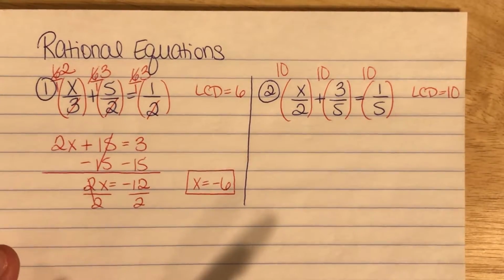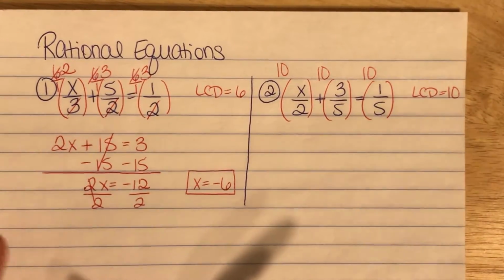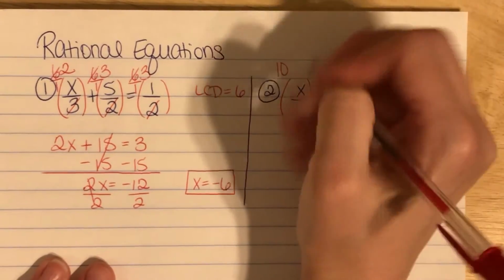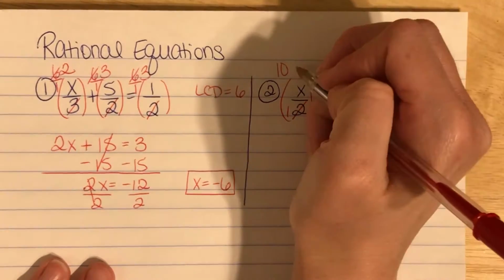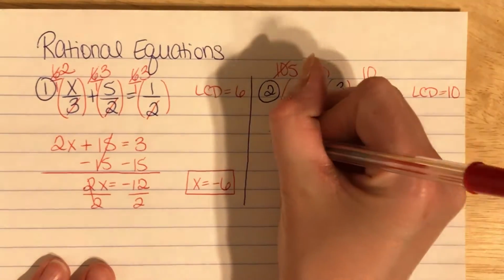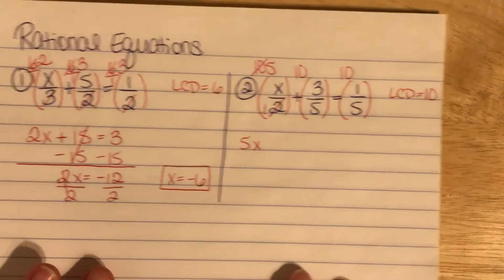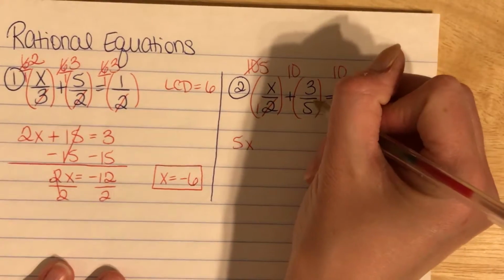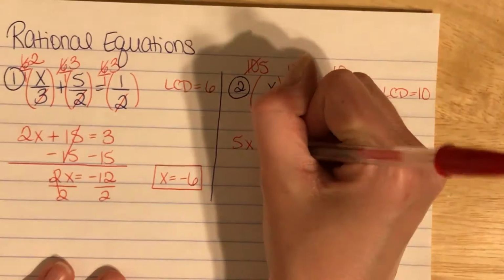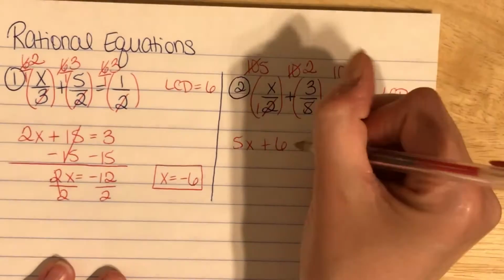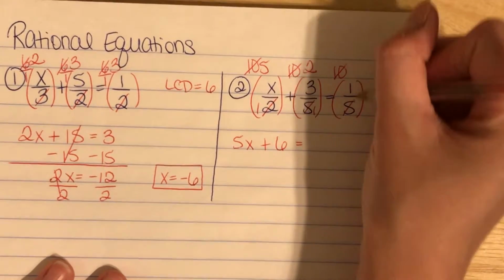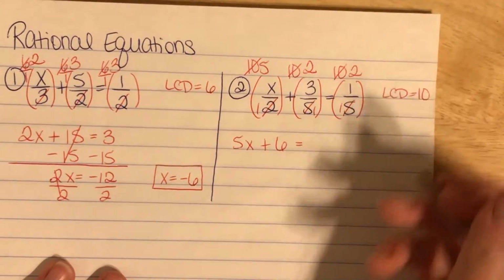Think of it again as 10 over 1. I'm not going to write the 10 over 1 anymore. So cross cancel, divide by 2, divide by 2. I'm left with 5. So 5 times x is 5x. Next term. Divide by 5, divide by 5, I'm left with 2. 2 times 3 is 6. And then again, 10 over 5, both divide by 5. I'm left with 2 times 1, which is 2.